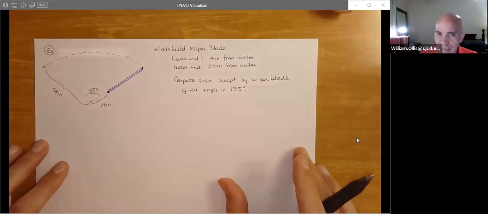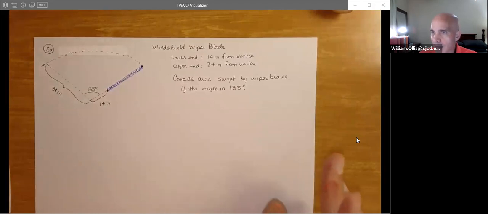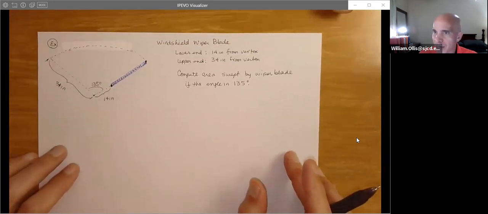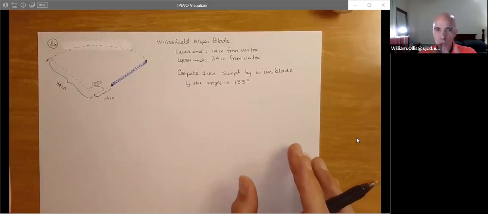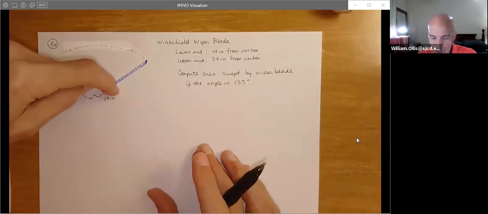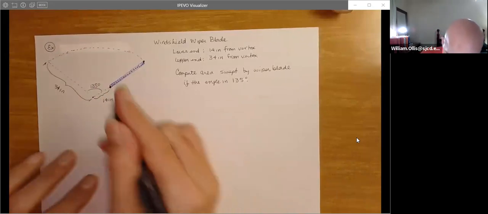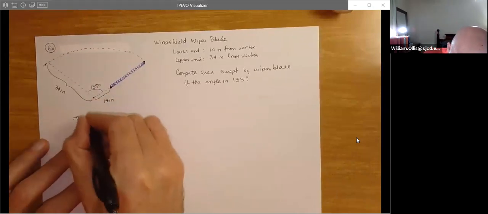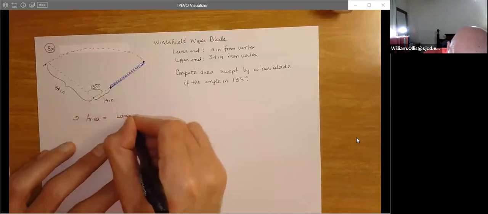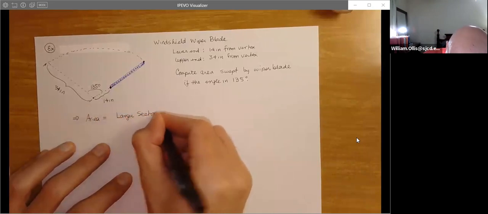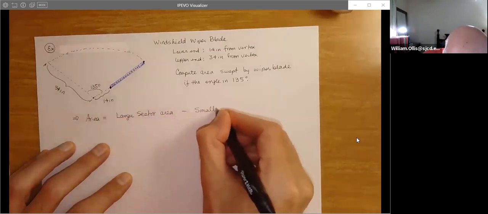So this is similar to the last problem. The circular motion is kind of simple. That's not very difficult, but these take a little bit more analysis. And so as it sweeps across, we're thinking, well, we get this smaller sector and a larger sector. So this implies area equals larger sector area minus smaller sector area.